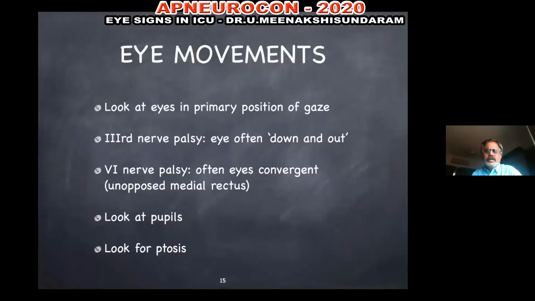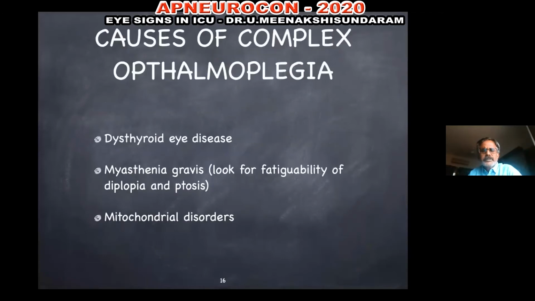Now we go to the eye movements. I don't have to tell you, you're all neurologists, and I'm sure there are trainees probably listening to this lecture, so I put this slide for them. Look at the eyes in primary position of gaze, always do. In third nerve palsy, the eyes are often not just abducted but also down. So you should know that. And in sixth nerve palsy, often the eyes are convergent, with unopposed medial rectus.